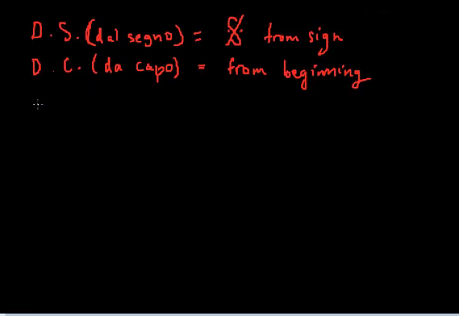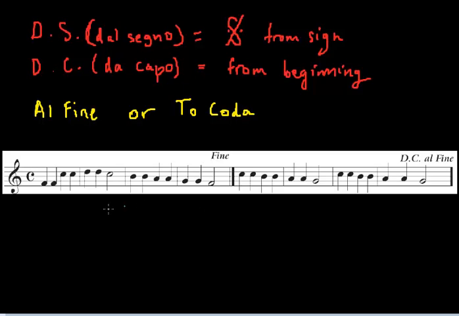So you might see al fine or to coda. That just designates where you can repeat from. So again, let me show you an example of that. Okay. So again, let's number out the measures really quickly. So this is the first measure, second, third, four, five, six, seven, and eight. Okay. So there are eight measures here.